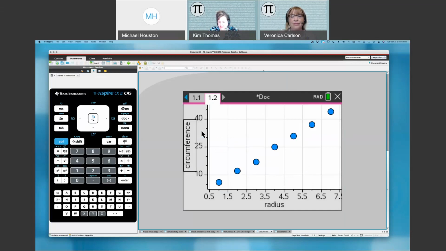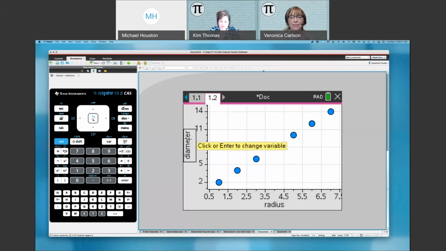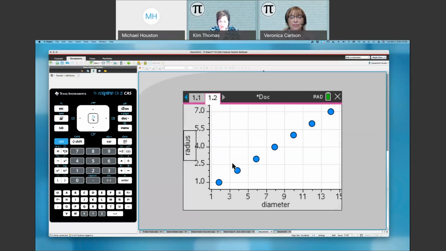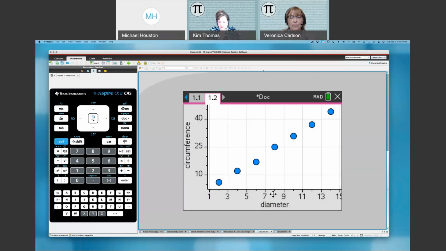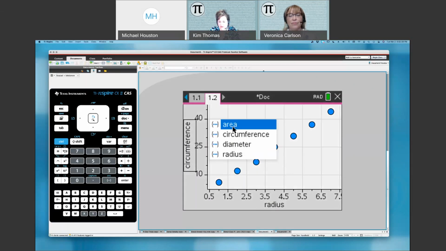Hopefully that is a linear relationship where the circumference is just twice the radius. I could switch this right off the bat. I'm sorry, I was talking about the diameter. I could switch this right off the bat to think about the diameter there, or I could switch it to radius. When I did that, it was radius and diameter. So I would let this be a radius right here. Or actually, I'm going to do diameter to circumference. I could also look at radius to area.